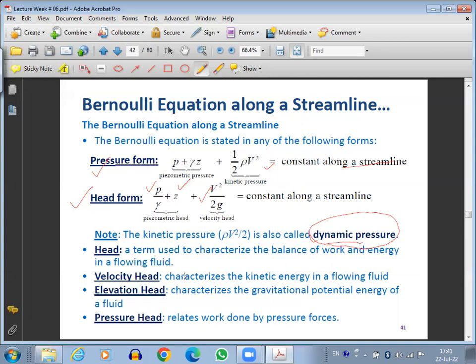Head is a term used to characterize the balance of work and energy in a fluid. Velocity head characterizes the kinetic energy of a fluid. Elevation head characterizes the gravitational potential energy of a fluid. Pressure head relates to work done by pressure forces. Regular things.